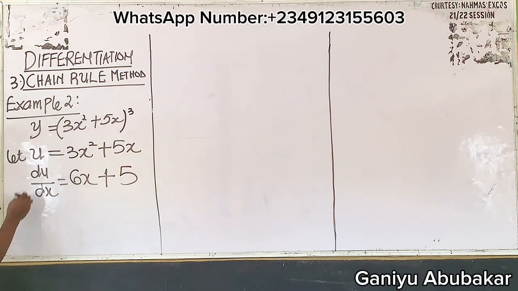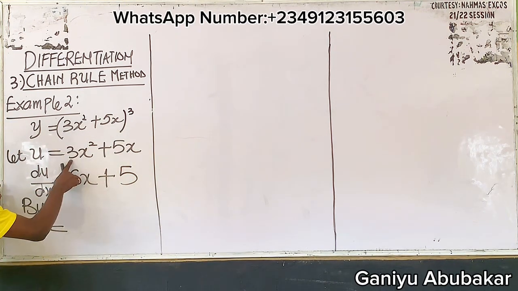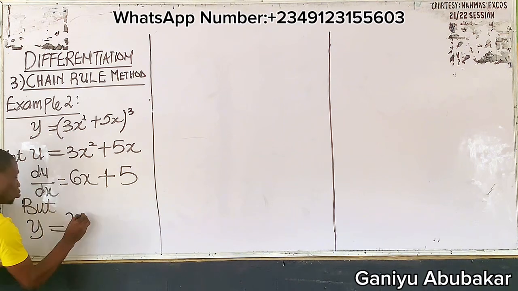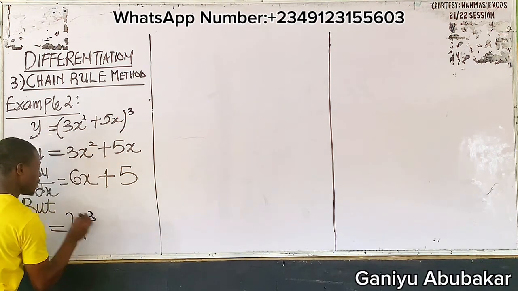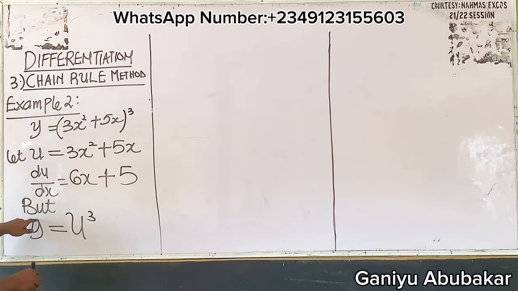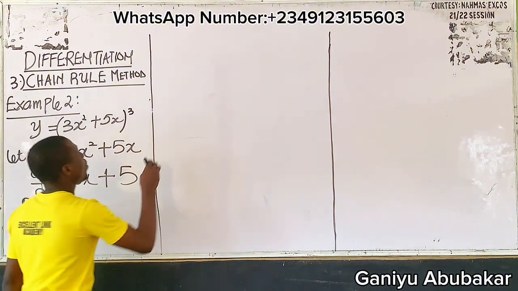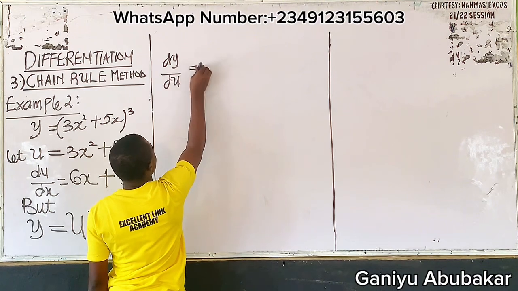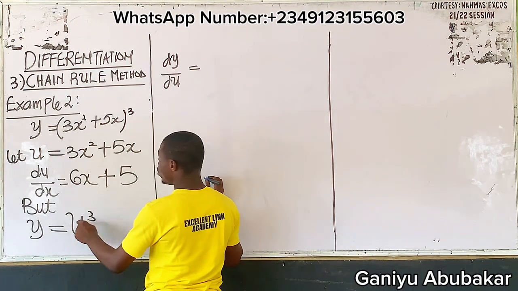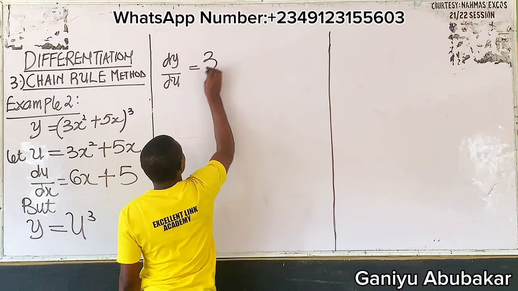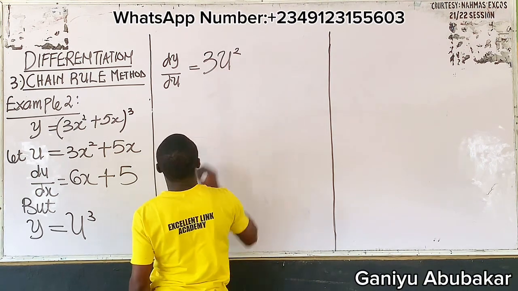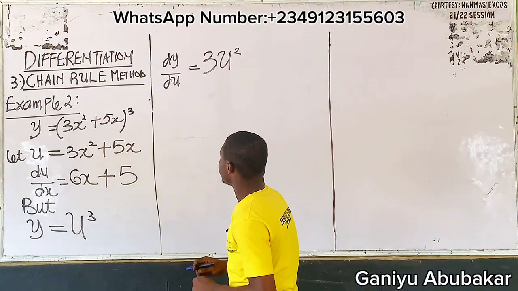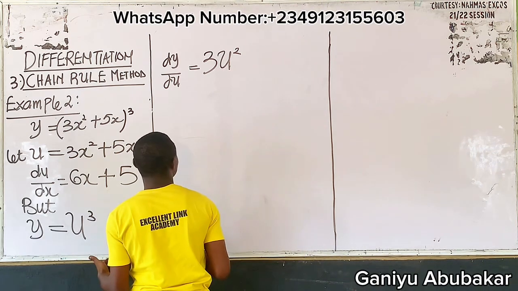You now say, but y is equal to everything here, which as you can see is u. So I'll put u, then the power here is 3. I'll differentiate y with respect to u. So I'll have dy/du equal to, if I differentiate u to power 3, I'll have 3u squared.